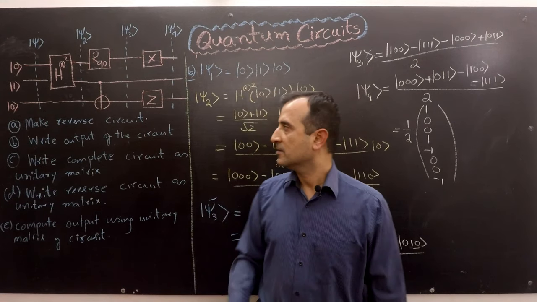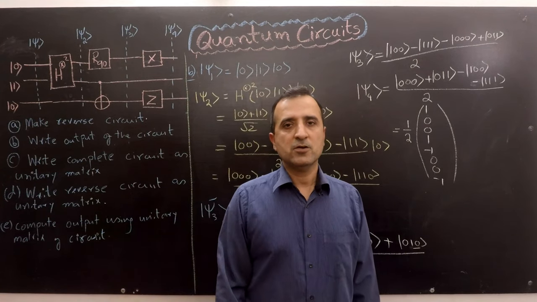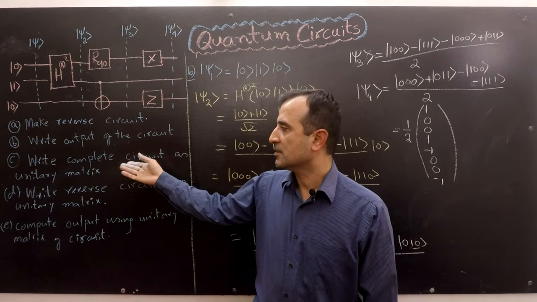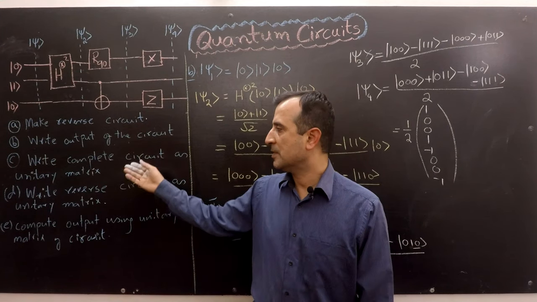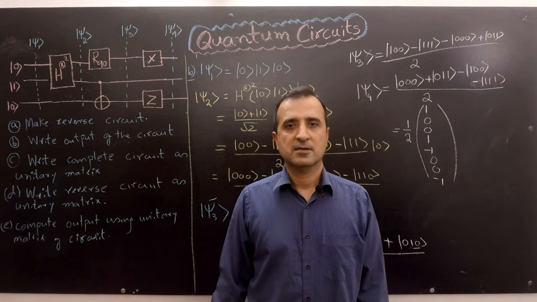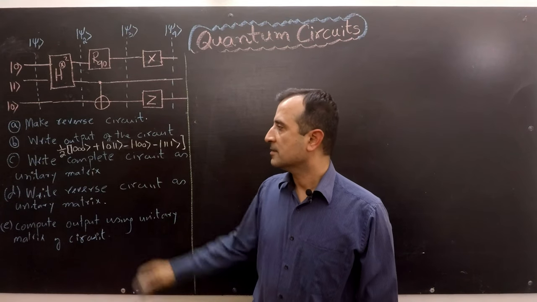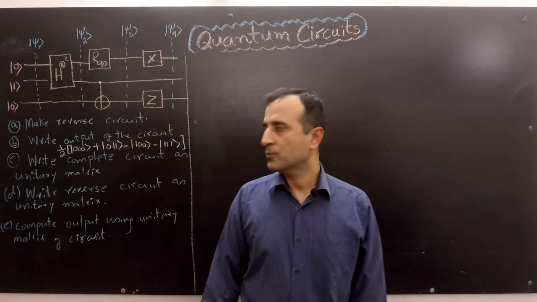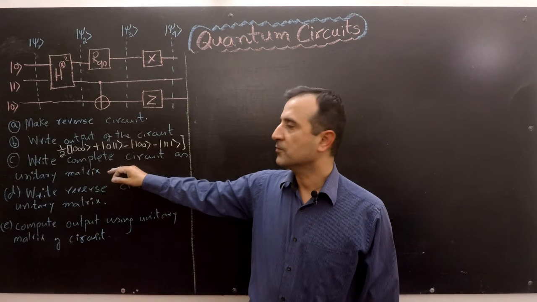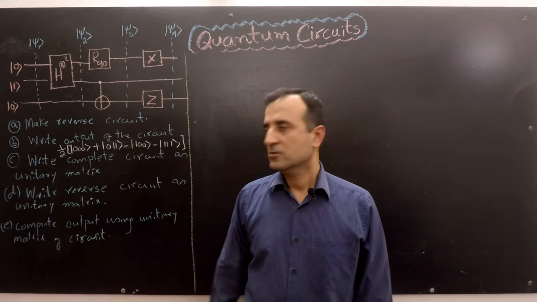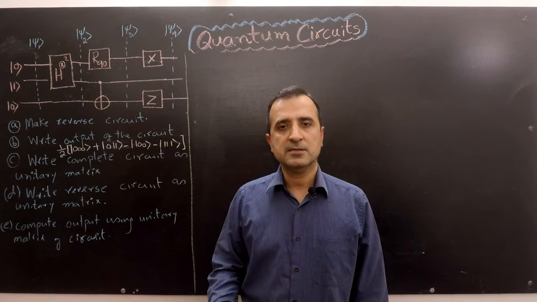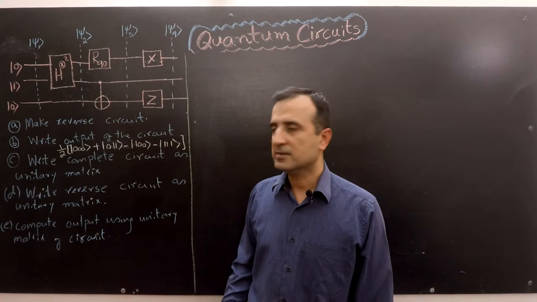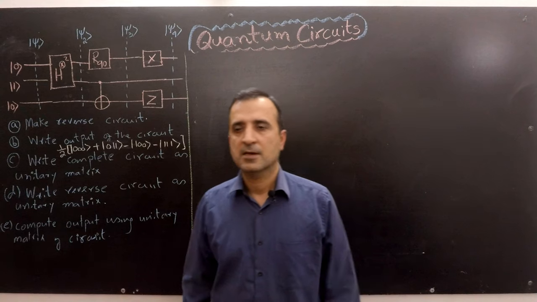So I hope that second step will be clear to you guys. Now let's do the third step. Third step is also very easy, but it takes lots of calculations. In the third part, we are asked to make a unitary matrix for the whole circuit. So this part takes lots of calculations, but before we do calculations, let's discuss the basic concept.